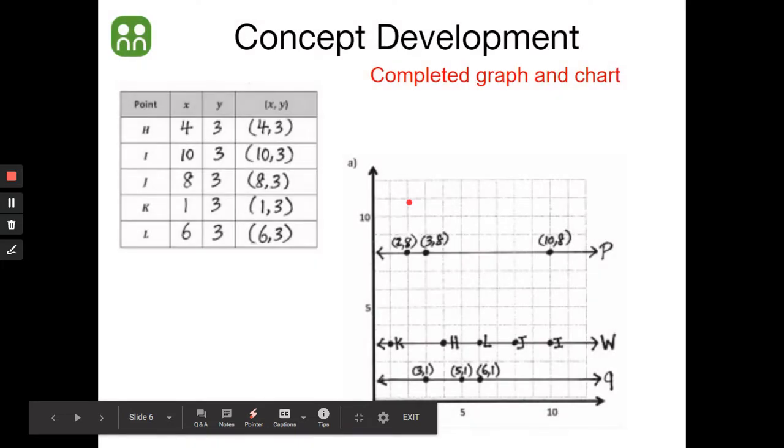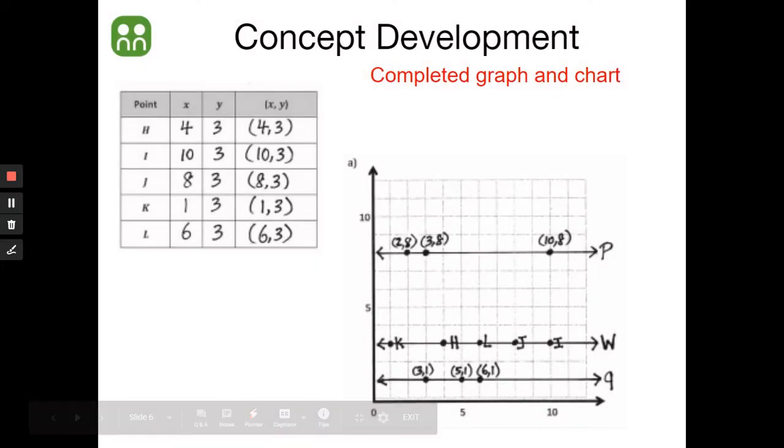So your graph, first of all, your chart should look like this. This is probably the easiest part because you're just taking the X and the Y and putting them in pairs. But it's important that you know how it goes. So it should have had 10, 3, 8, 3, 1, 3, 6, 3. Okay, so there's a little bit of extra lines up here. We're not really going to focus on this.